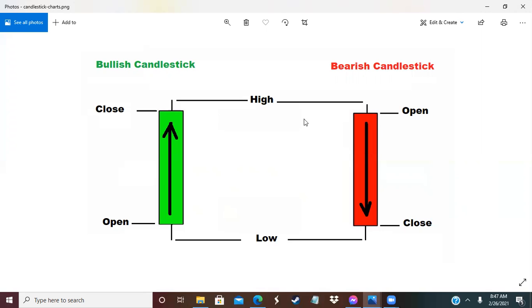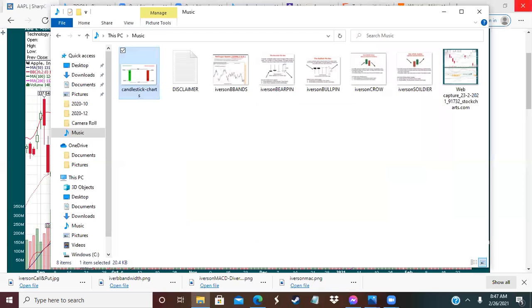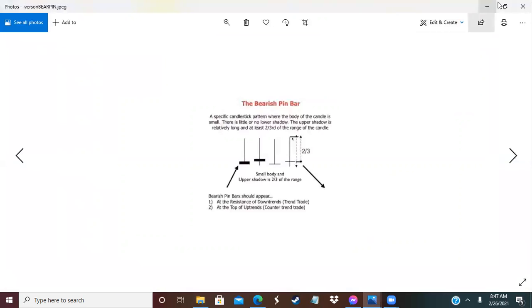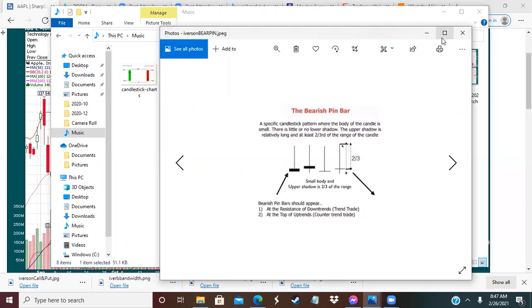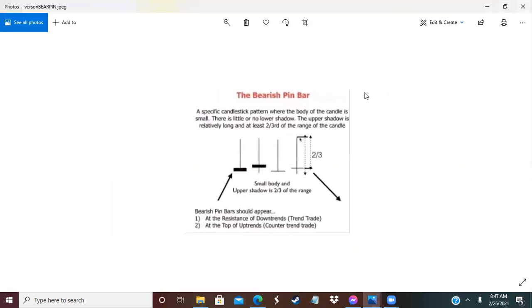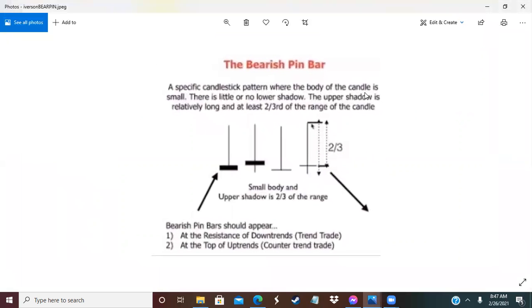Okay. And so now that we've taken a look at those, let's take a look at some of these patterns that they formulate and how those patterns help us to decide whether or not stock's going to be making a movement in a direction that we favor. All right, so let's start with the bearish pin bar. Right, this is the bearish pin bar, and I'm gonna blow it up a little bit so that it's easily read. All right, let's read it.